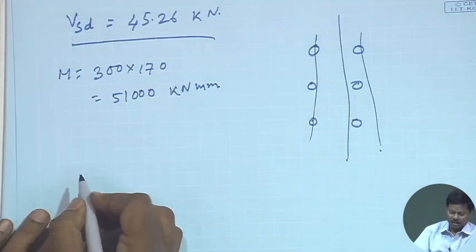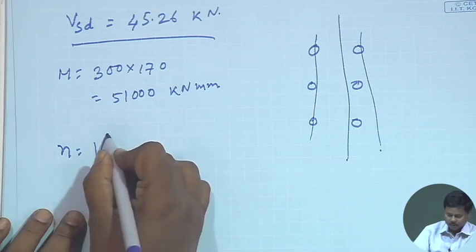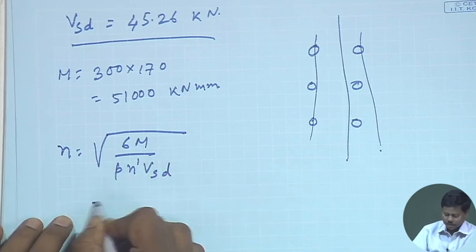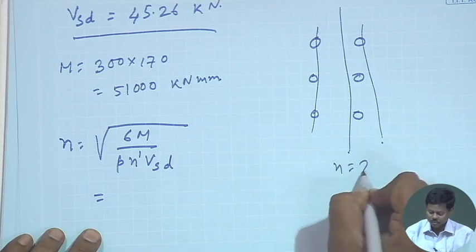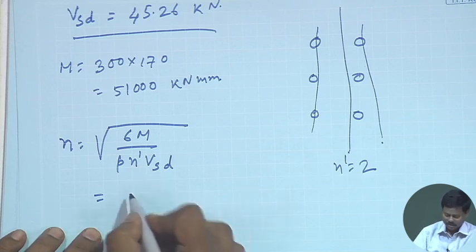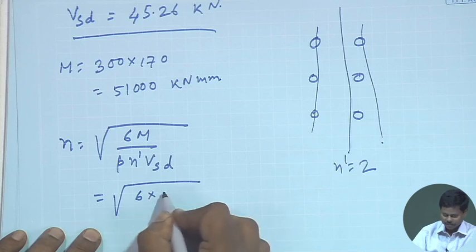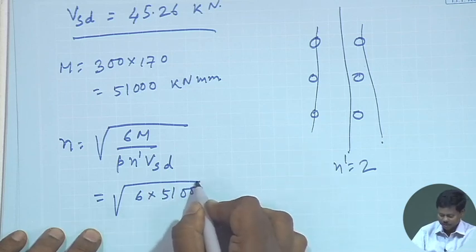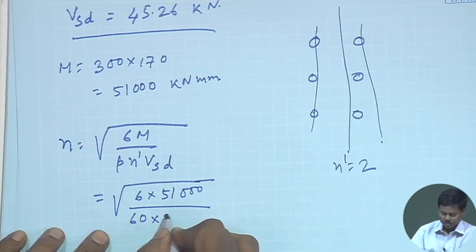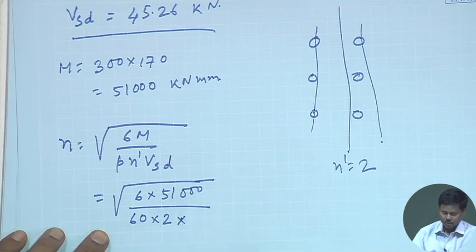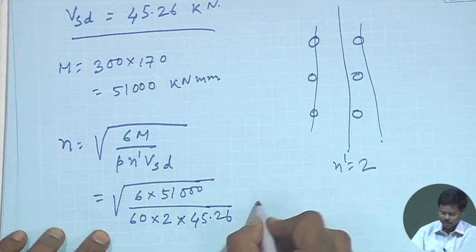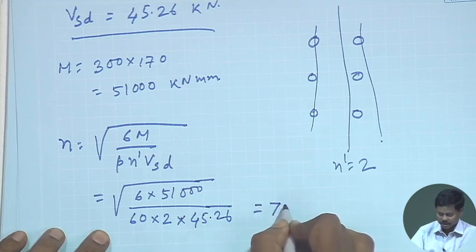So, now number of bolts required. Number of bolts we can find out from this moment formula 6M by p into n' into V_sd. So, here we have considered n' is equal to 2, that number of bolt lines we are considering 2. This is our assumption, right. So, if we put this value 6 into M 51000 kilonewton millimeter by p, pitch we have considered 60 into 2 into 45.26. So, if we calculate, we will get 7.51.